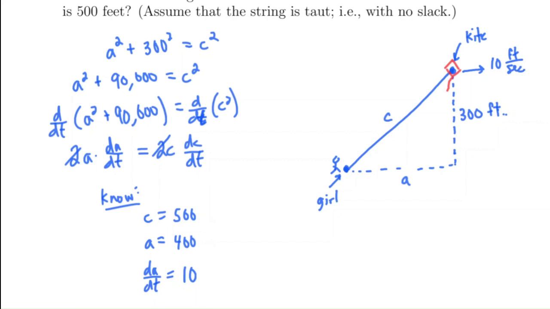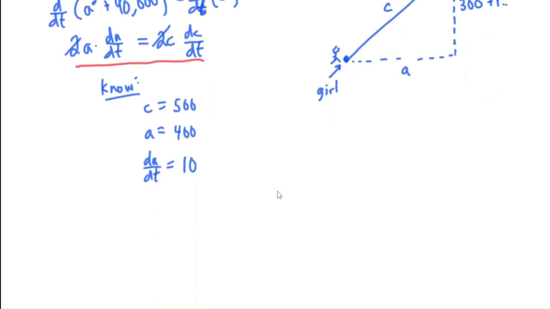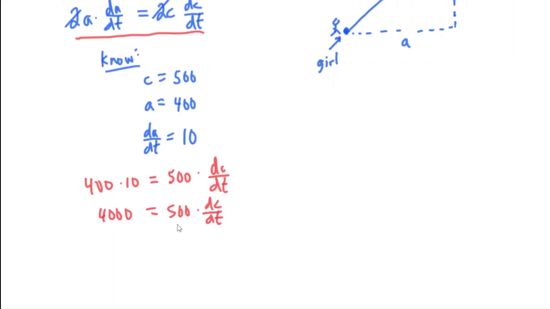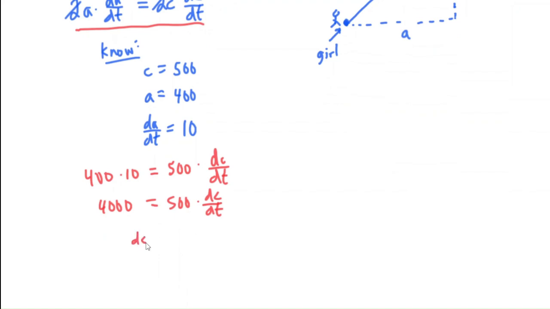So now let's plug them into this equation right here. Okay, so let's plug in our A. Well, we have 400 for A. We have the dA/dt, which is 10. 400 times 10 equals C, which is 500, times dC/dt, and that's the thing we're trying to find, dC/dt. Okay, so notice this is really 4,000 equals 500 times dC/dt. Well, if we divide both sides by 500 now, we'll see that dC/dt is 4,000 divided by 500, which turns out is just 8.